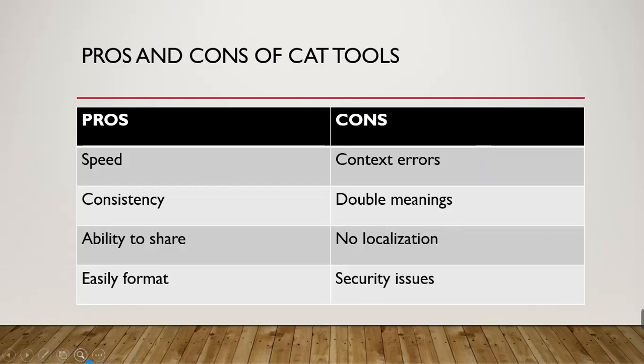So a few pros and cons of CAT tools. This is a very, I don't want to say heated subject, but there are a lot of different opinions on this. The pros, obviously, of using a CAT tool: speed, you can go faster, like I just showed you in that example. Consistency, same thing. If something is repeated over again, you should repeat it, obviously, if the context is the same. Ability to share: you can export your translation memories to others, and you can import other translation memories. There are a lot of public translation memories that you can use. And easily format.